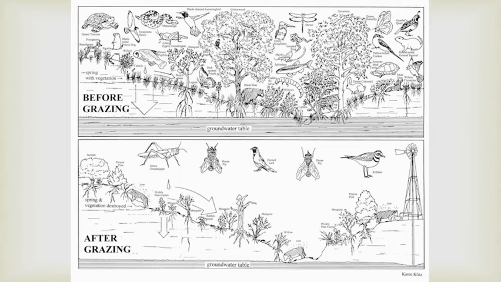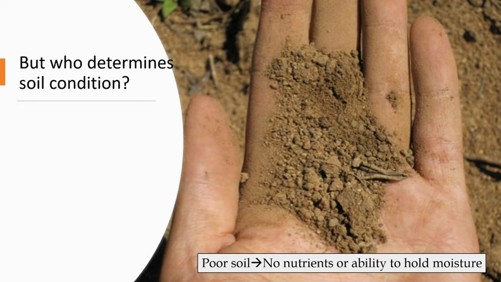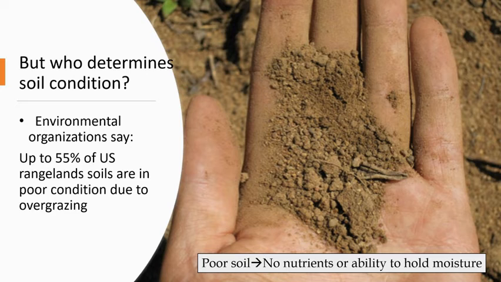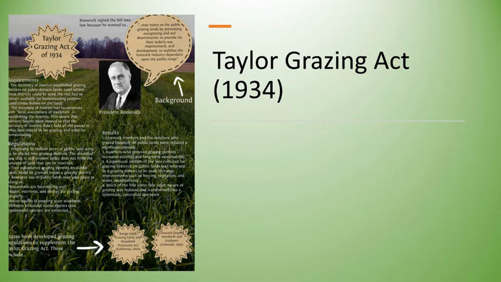This is kind of a fun graphic that shows different animals that can be there when things are grazed properly, but then when things are overgrazed, many plants die and there's no habitat for the animals. All right, so who determines what the condition of the soil is? A lot of environmental organizations will say that current rangelands are in poor condition, more than half due to overgrazing. The Bureau of Land Management tends to disagree with that, and they are the government, but you could argue whether or not they're beholden to special interests.